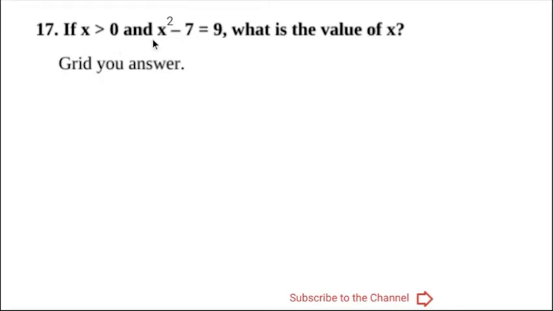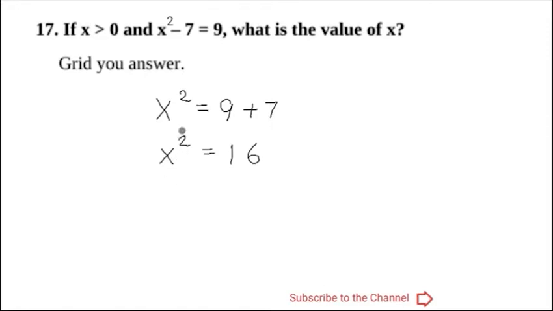Right, so let's start off solving the equation. As you can see, we have x squared. So let's bring across your numbers. So we will have x squared is equal to 9 plus 7. As you know, 9 plus 7 is 16. So far so good. It's very easy at this stage.